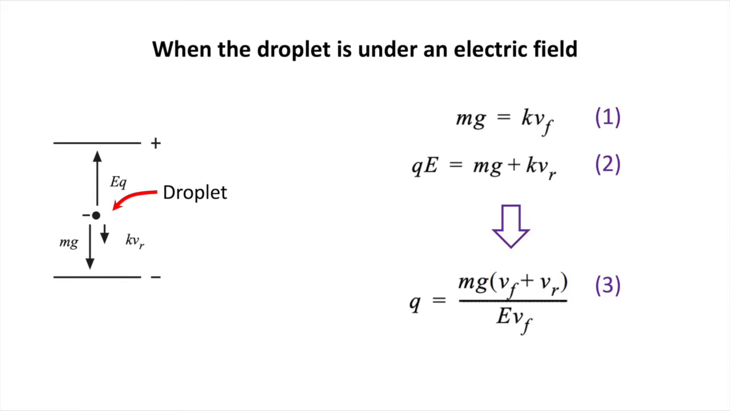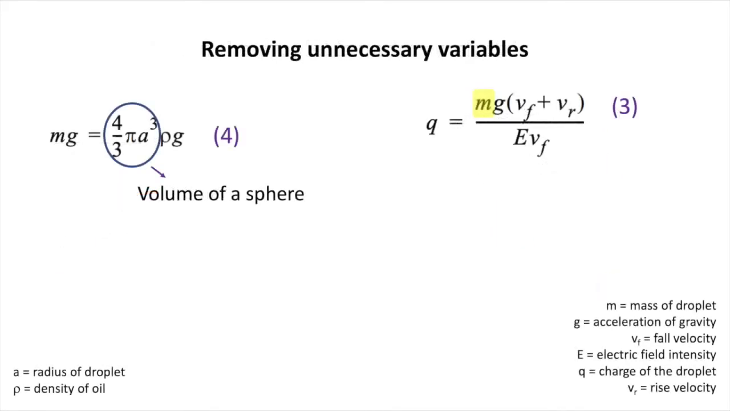From equation 1 and 2, we can solve for Q, giving us equation 3. To remove the mass from our equation 3, we can use the density relation. Since density is mass over volume, the mass can be substituted by the volume of the sphere of the droplet times the density of the oil. In here, A is the radius of the droplet and ρ is the density of the oil. Substituting 4 into 3, we get our new equation 5.